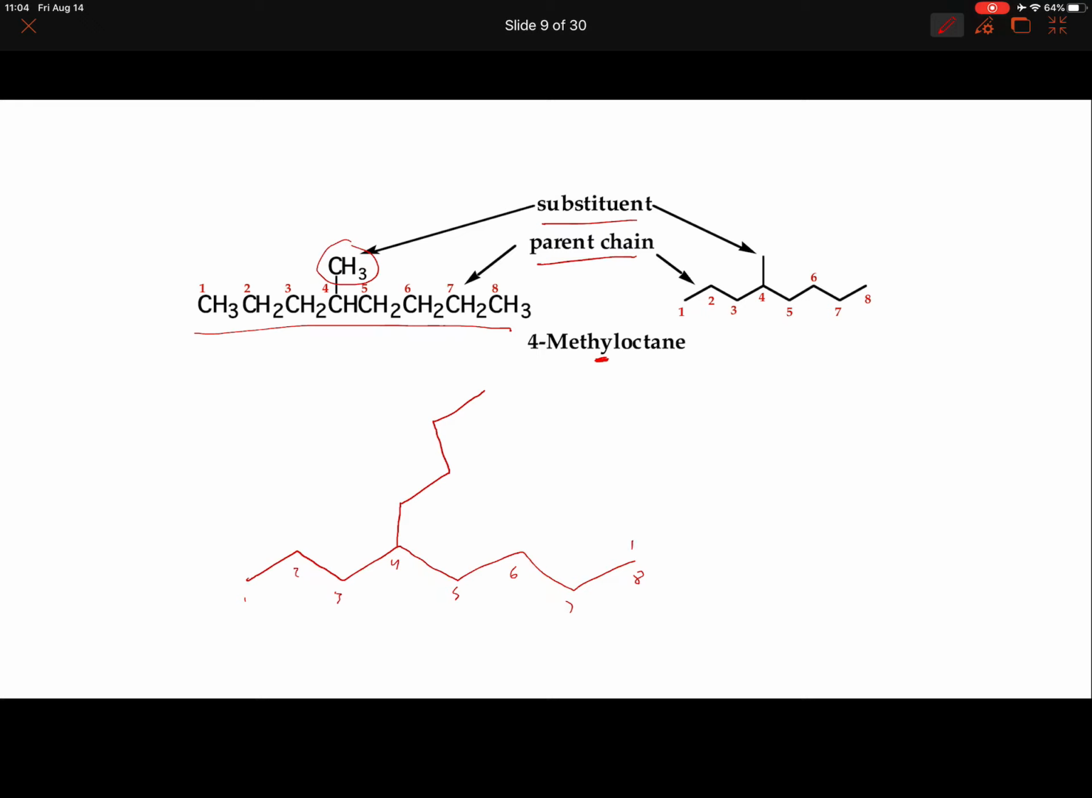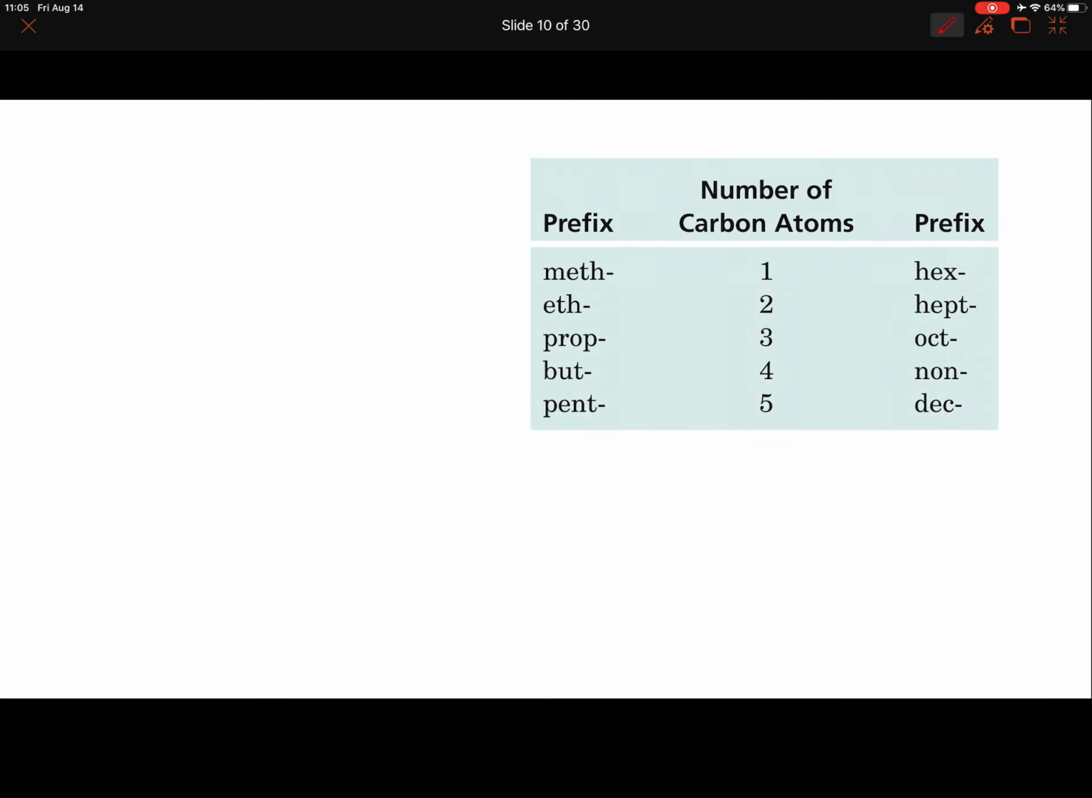So how about 1, 2, 3, 4, 5, 6, 7, 8, 9. If I number this way, I get a 9. What about 1, 2, 3, 4, 5, 6, 7, 8? Okay, so it looks like by numbering the other way, I actually get a longer chain. So this would then be nonane. Nonane because non is, I believe, Latin. So just prefixes.